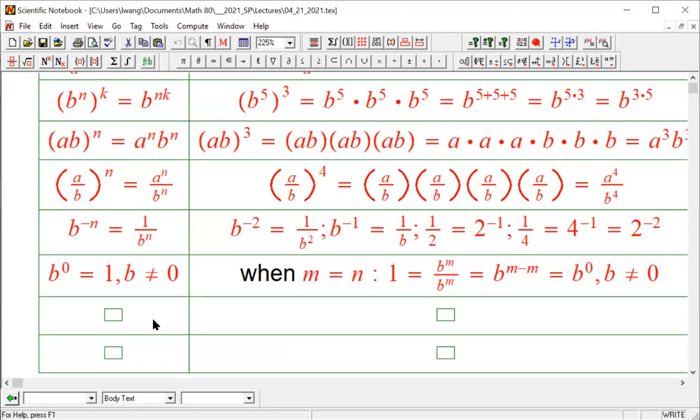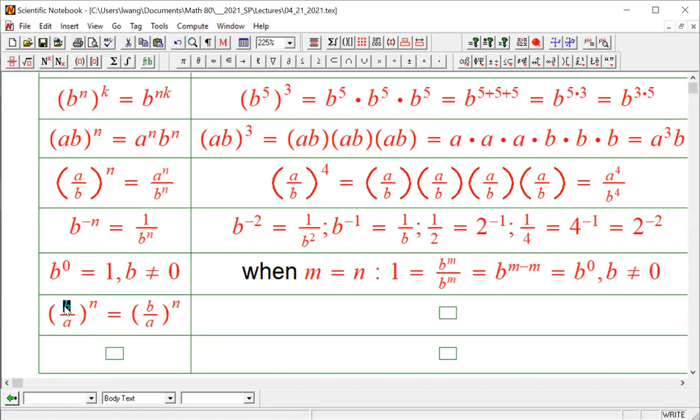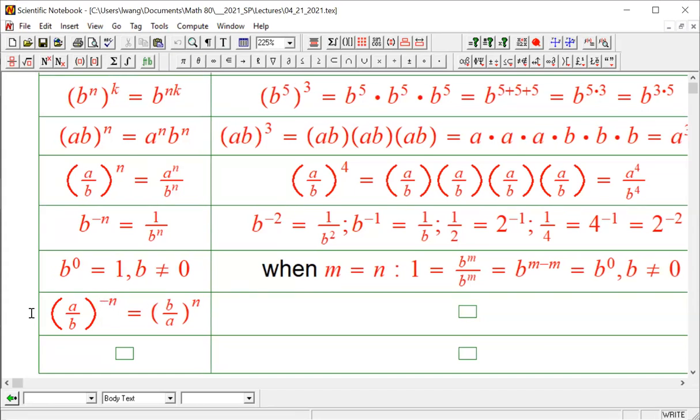We want to put it in the table. The other side is a over b with negative n. Do you guys follow me?